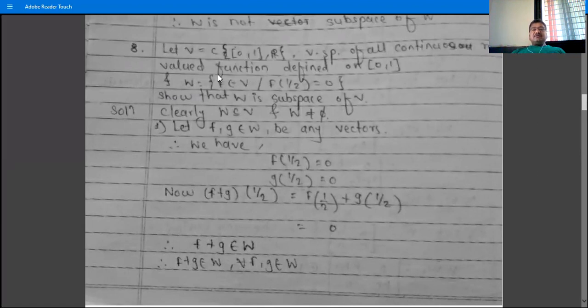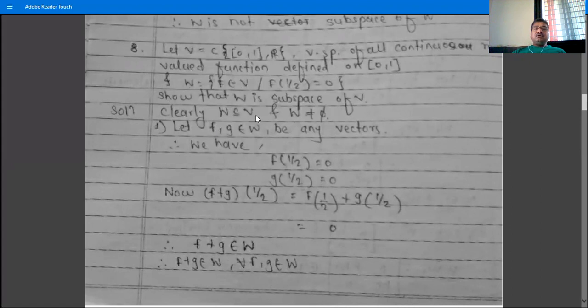W is the set of F belonging to V such that F of 1/2 is equal to 0. Show that W is a subspace of V. So the elements in W come from this set V: functions from V under which the image of 1/2 is 0. So we have to take functions like this, and then we have to show that W is a subspace of V.